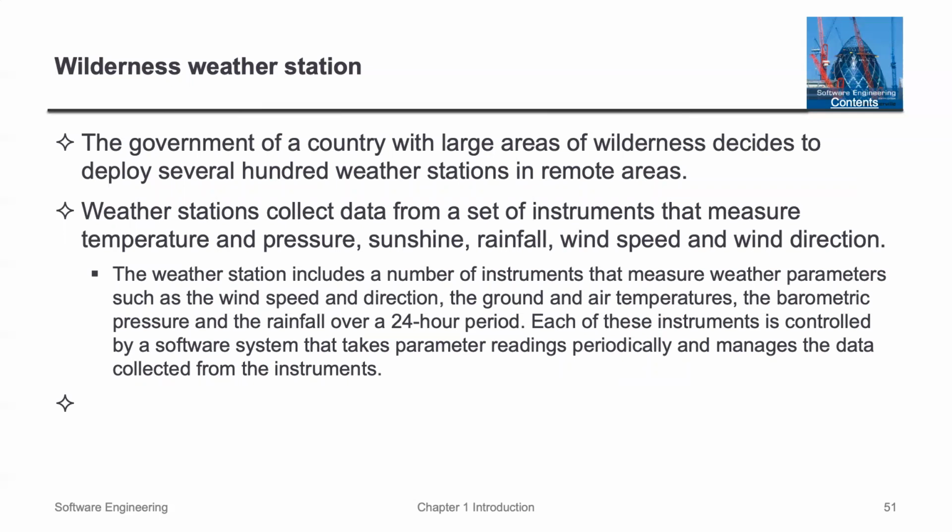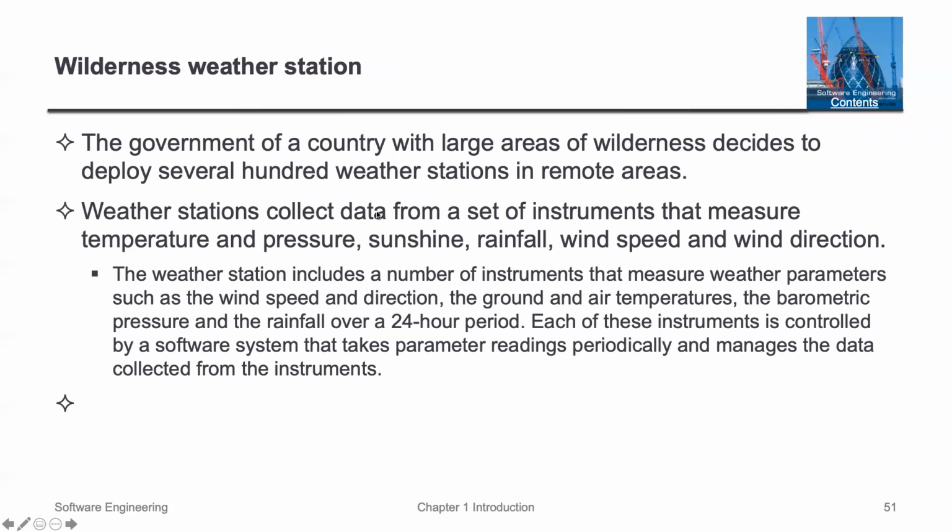So this is a weather monitoring capability. We're focusing on wilderness weather stations, to detect if there are any forest fires, or what the amount of water in the soil is. These could be some of the things that would be out there. So a government of a country with a large area of wilderness decides to develop several hundred weather stations in remote areas, and then they can deploy them as needed.